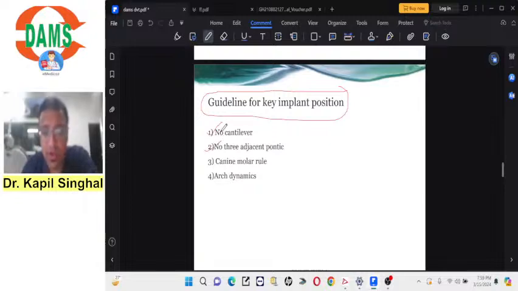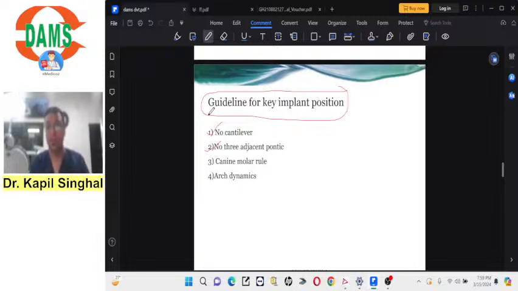Second is no 3 adjacent pontic. So this means between two implants you can give only 2 pontics, not more than that. Suppose my canine to canine is missing, so it means there are 4 pontics in between. So I cannot do this. I have to place one more implant in between. So that is the second principle.